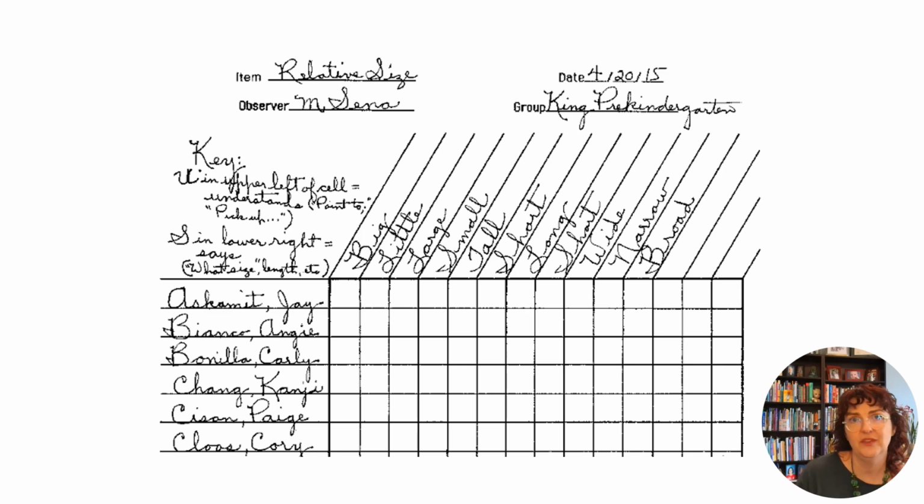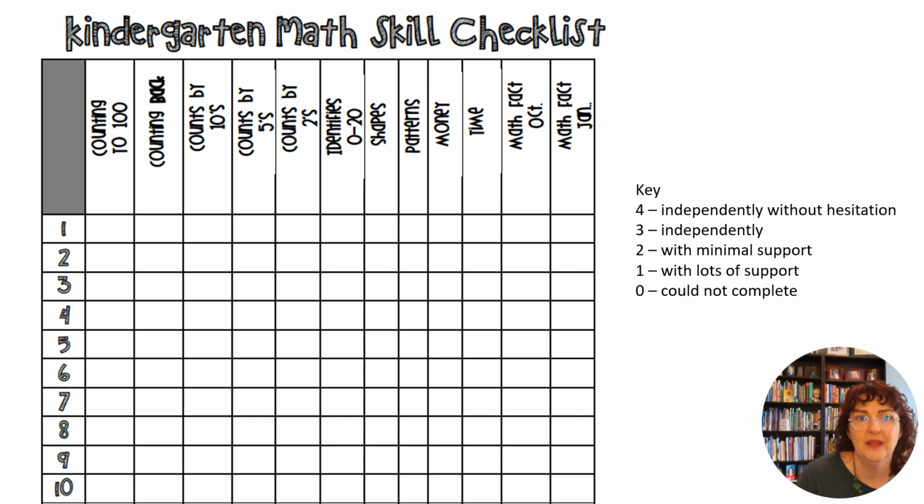You're just checking in with your kiddos when you have a few extra minutes, and you can keep track of it all in one single checklist. You can also code it where a 4 is independently without hesitation, a 3 is independently, a 2, they need minimal support, a 1, they need lots of support, and a 0, they could not complete it. Again, a quick way to see how everybody is doing in the class and capture and see trends in the data.